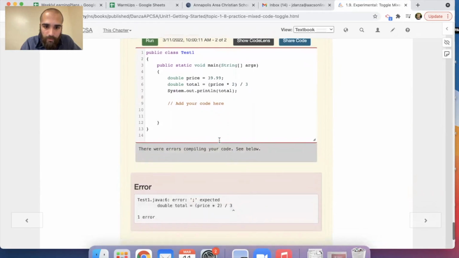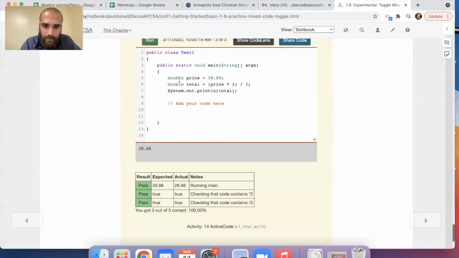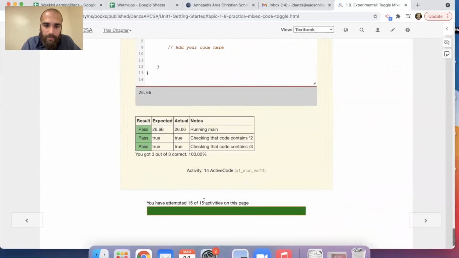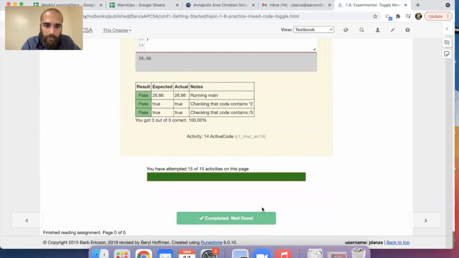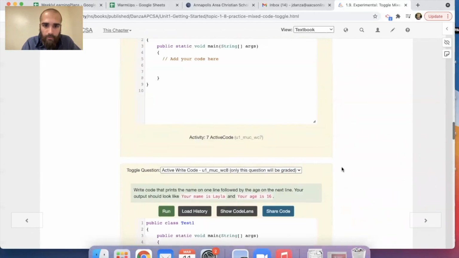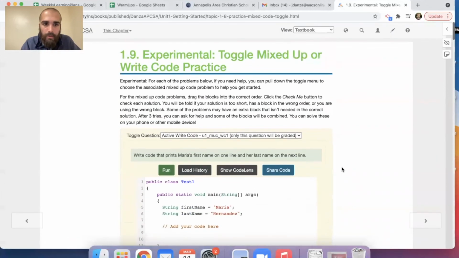Errors compiling your code. I forgot a semicolon. There you go. And run it. And it works. All right, pass all the tests. It says you have attempted 15 out of 15 activities on this page. Completed. Well done. Awesome. So I know it took time to go through all of those, but that is 1.9 experimental toggle mixed up or write code practice.